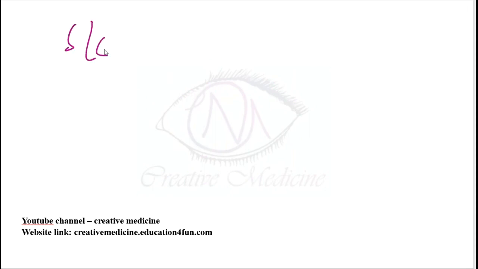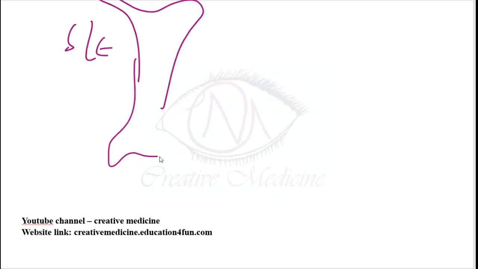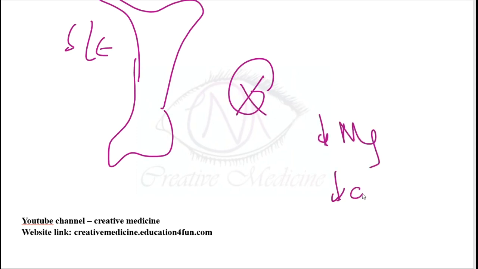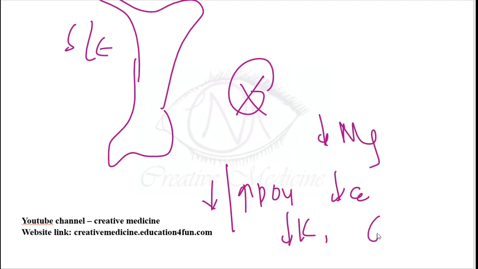Then if you see the side effects, this foscarnet will deposit in the bone. It will cause nephrotoxicity. Symptomatic hypomagnesemia will be seen. It causes hypocalcemia. It causes hypo or hyperphosphatemia. It causes hypokalemia. Genital ulceration is also seen, and it causes CNS side effects like headache, hallucinations, and seizures.